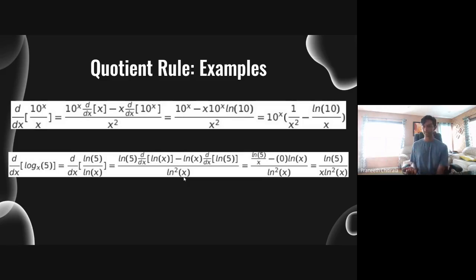So the derivative of natural log of x is 1 over x. And notice that natural log of 5 is a constant. So the derivative of natural log of 5 is 0. And then 0 times any number is 0. So this whole term becomes 0. And you can see that here, all the previous terms cancel out. And then you get the natural log of 5 over x times natural log squared of x.